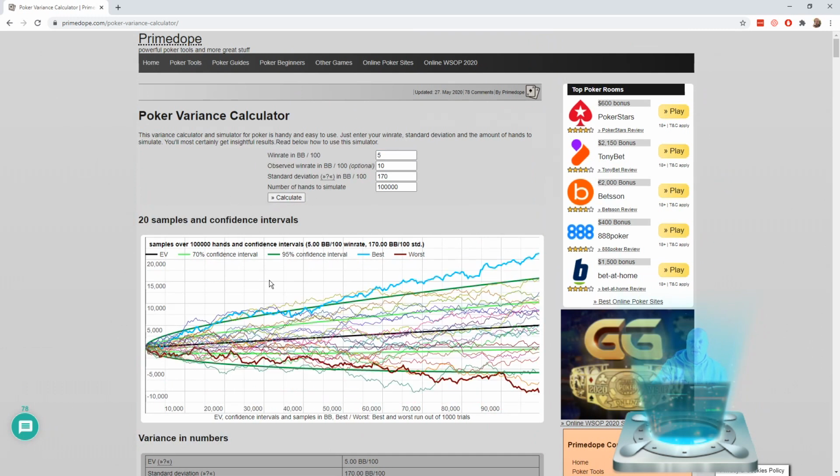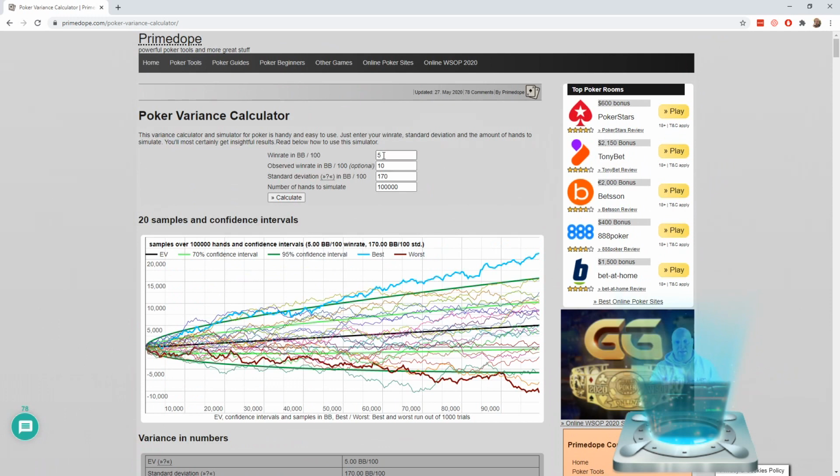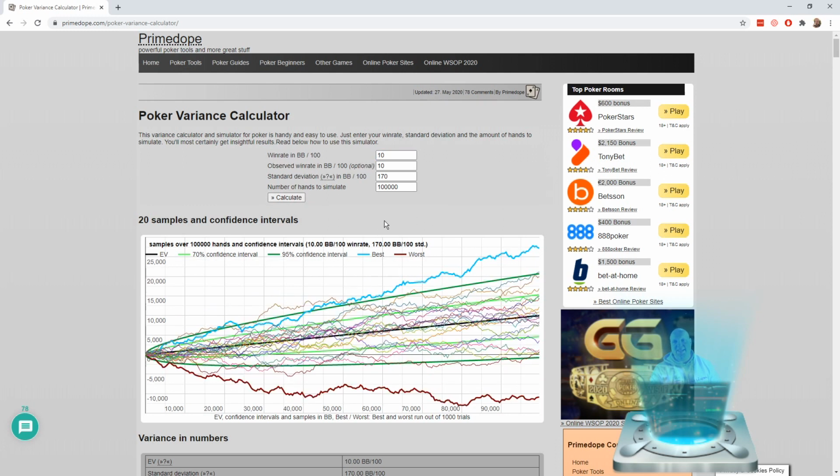And if we change to 5 BB per 100 winner, then the numbers go a bit absurd. A 30 buy-in downswing will happen 60% of times. So it's more likely that during 100,000 hands you will have a 30 buy-in downswing than you wouldn't have. And then the stretch is to have a 30,000 hand downswing more likely than not. So we can see that the more marginal winner you are, the higher the variance will hit you. And the bigger your win rate is, the less variance hits you.